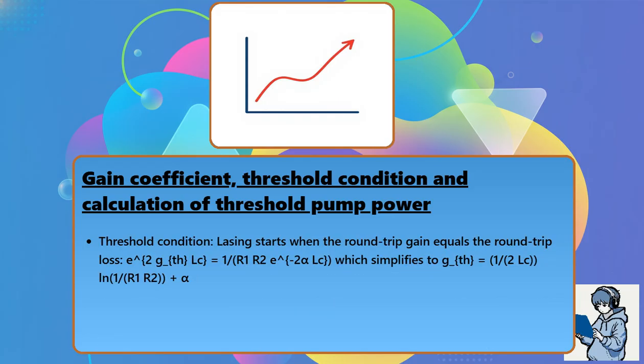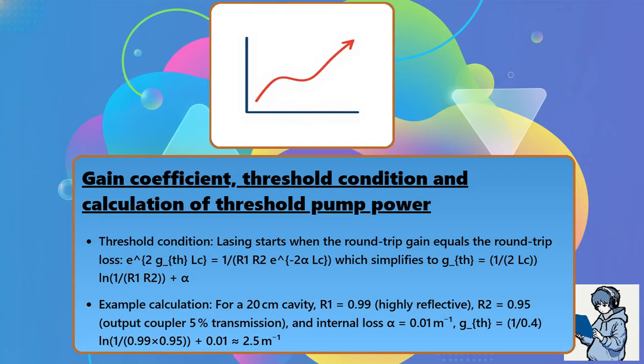Threshold condition: lasing starts when the round-trip gain equals the round-trip loss. e to the 2 G_th L_c equals 1 divided by (R1 times R2 e to the minus 2 alpha L_c), which simplifies to G_th equals (1 over 2 L_c) times natural log of (1 over R1 times R2) plus alpha.